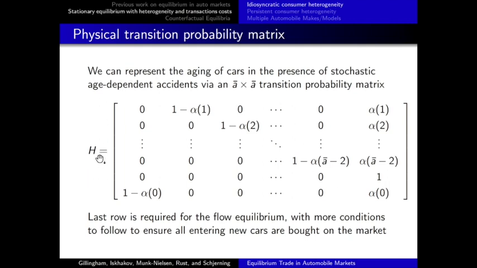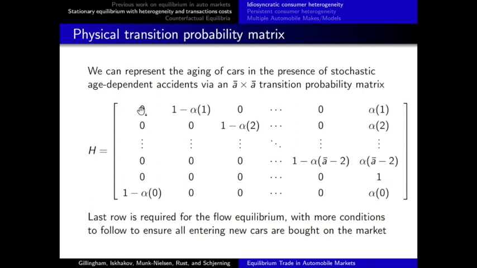So it looks like this physical aging transition matrix. Let me just say a few words about this matrix. So this is today, and this is tomorrow. This is cars coming in today, and this is the age of those cars tomorrow. Each row represents the age of the car. So you've got 1, 2, 3, all the way up to 8 bar. And likewise here, you've got 1, 2, 3, all the way up to 8 bar. Important that we start with 1 and not with 0.